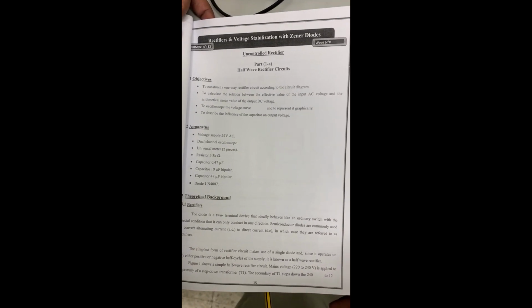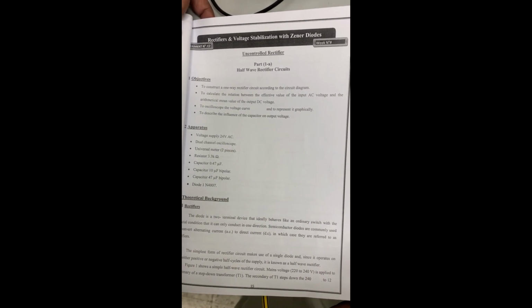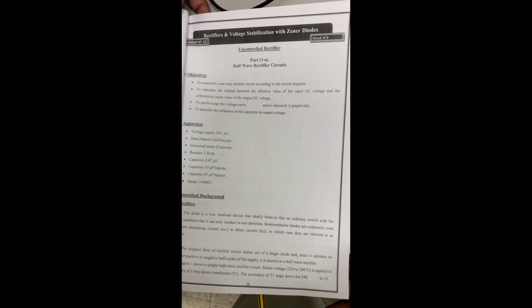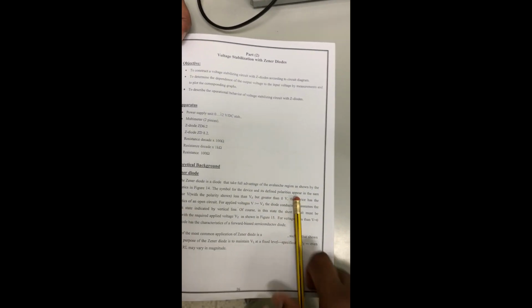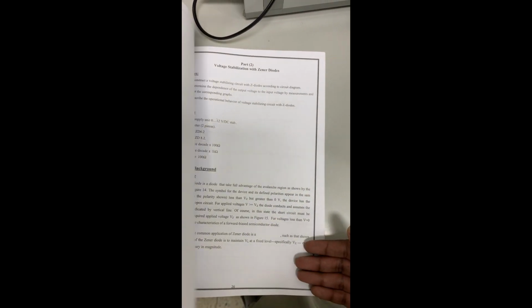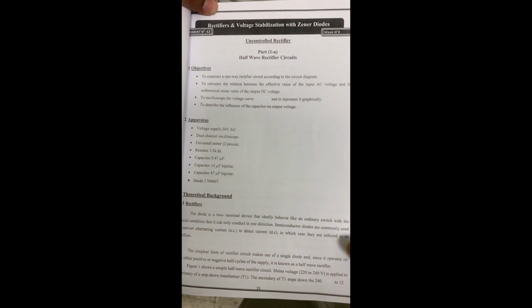Okay, in experiment E2, we have three parts. First part is half wave rectifier, second part is full wave rectifier circuits using bridge rectifiers, and third part is voltage stabilization with Zener Diodes. Let us see the first part, half wave rectifier.